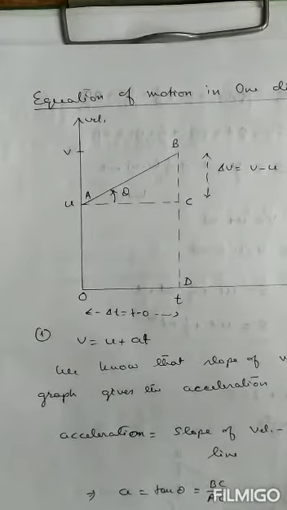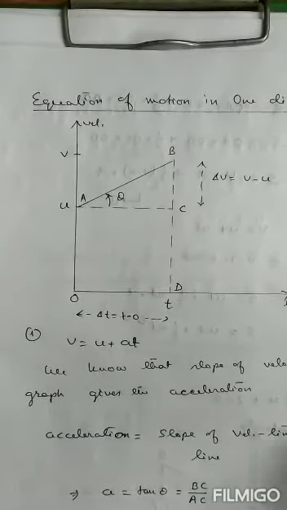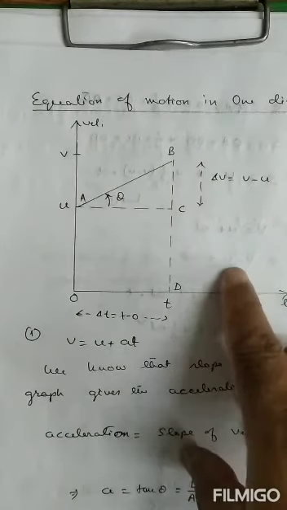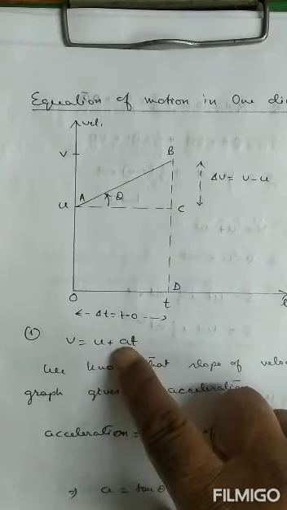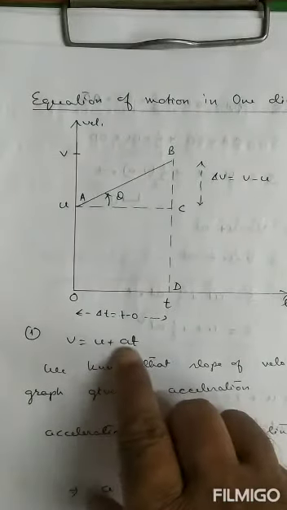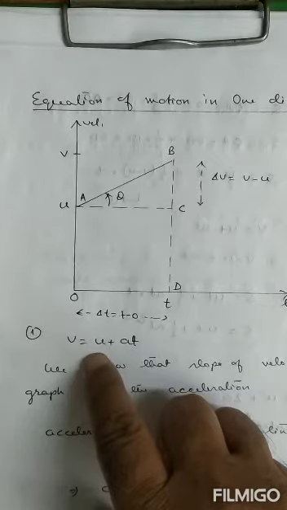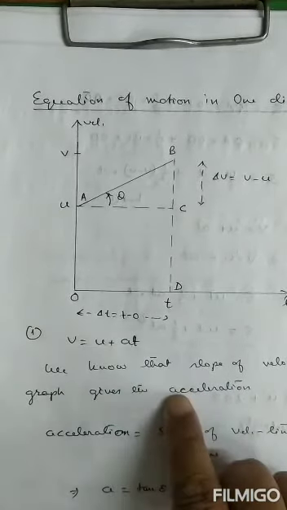That means we consider a situation where a body moves along a straight line with constant acceleration A. During the time interval 0 to t, the velocity of the body increases from U to V. So we have to find the relation between final velocity, initial velocity, acceleration and time interval.